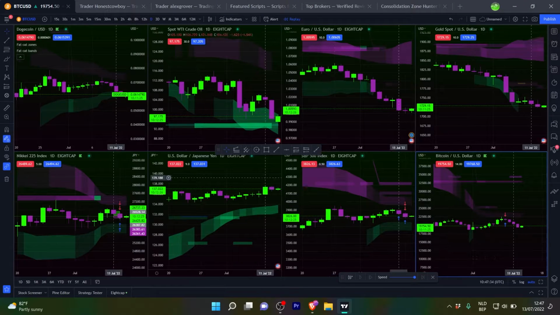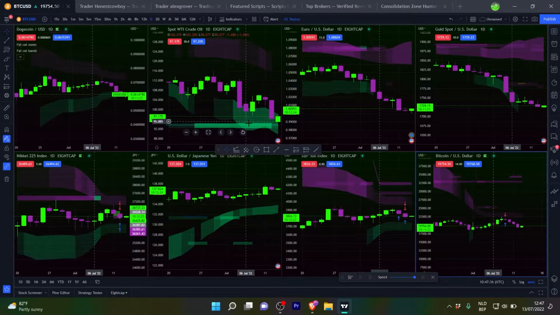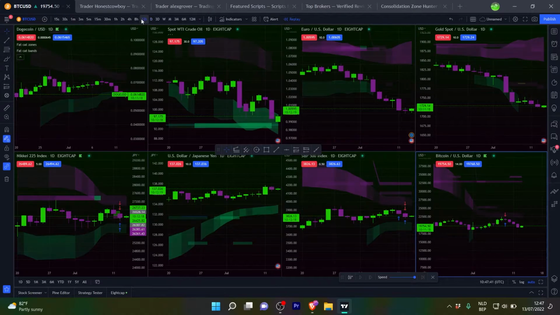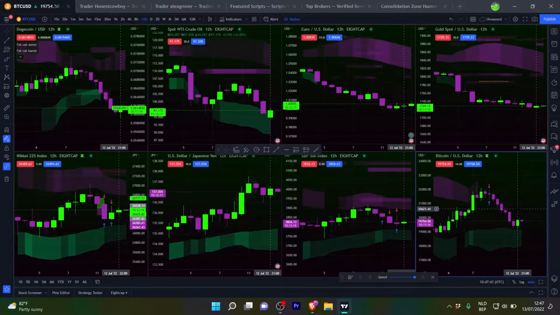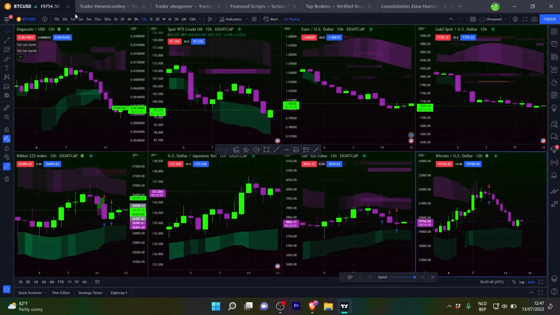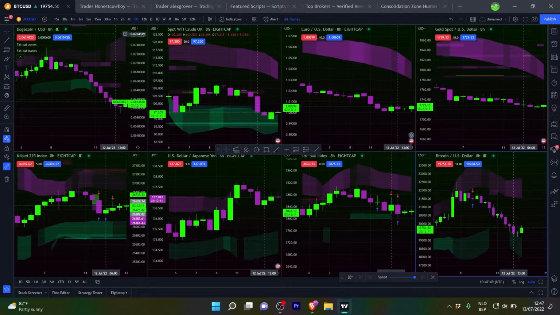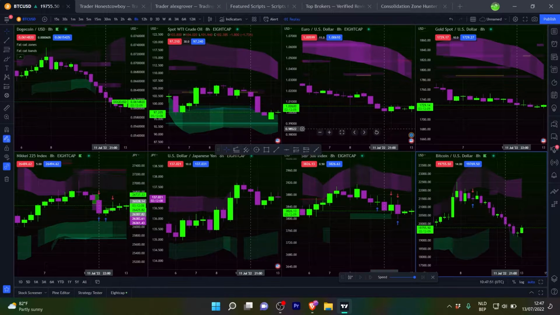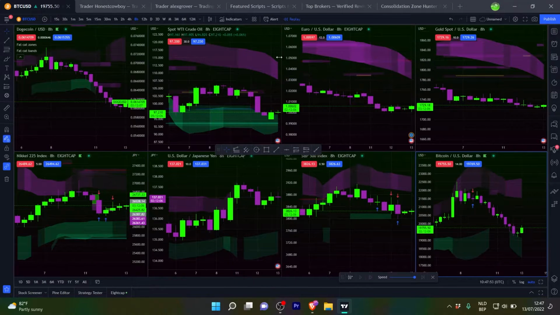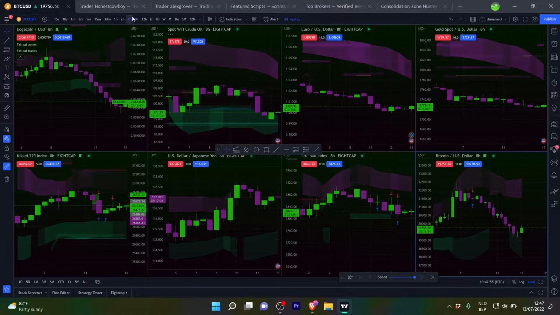So on the daily, I only found this oil setup. So let's look at the 8 hour. No, let's start with the 12 hour. Not any setups. Then go to the 8 hour. Okay, not any setups. 4 hour.